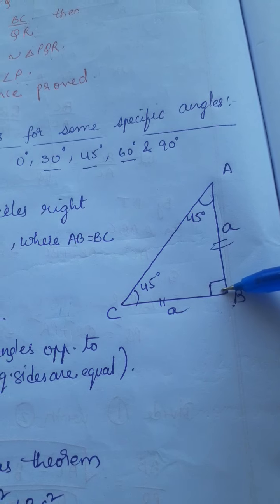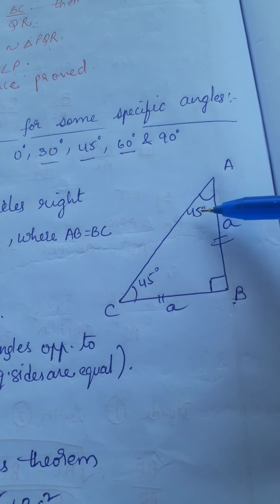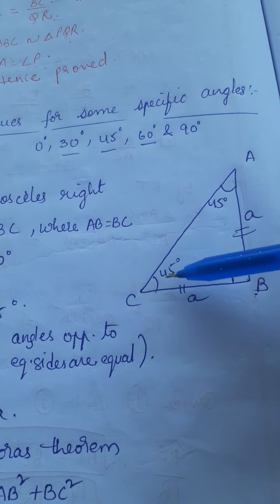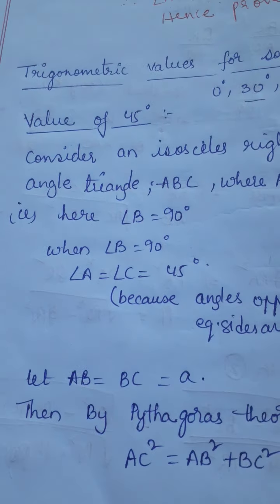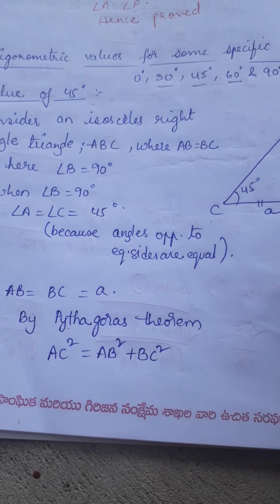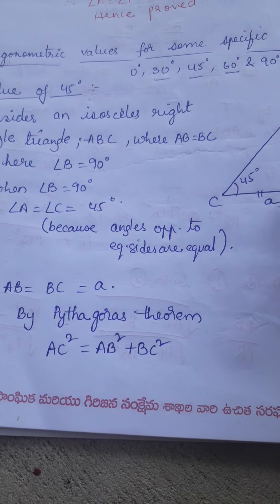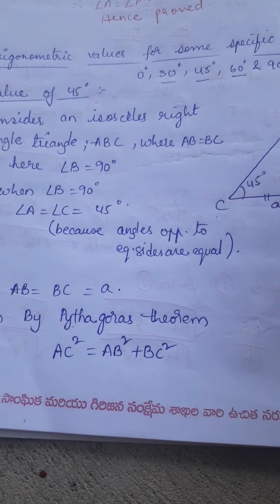When one angle is 90, what is the sum of the remaining angles? It should be 90. So, they should be equal: 45 and 45. Now, I have taken AB equal to BC equal to A, because these two sides are equal.